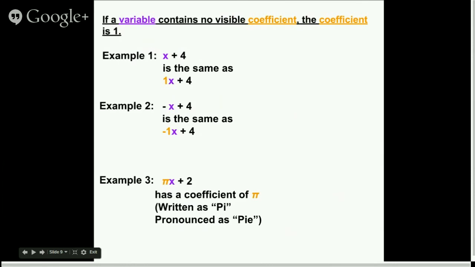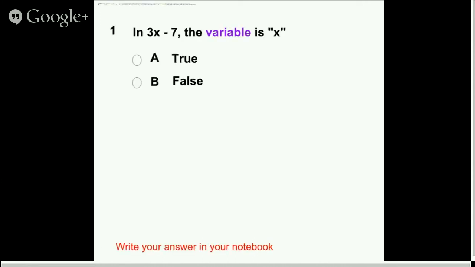All right. So one important thing to notice, if a variable doesn't have a number in front of it, there's no coefficient in front of it, then the coefficient is actually 1, okay? Because x plus 4 is the same as 1x plus 4. Negative x plus 4 is the same as negative 1x plus 4. All right? You can even have numbers that are symbols, like pi. So it'd be 3.14, the whole thing, 141519x plus 2. Okay.